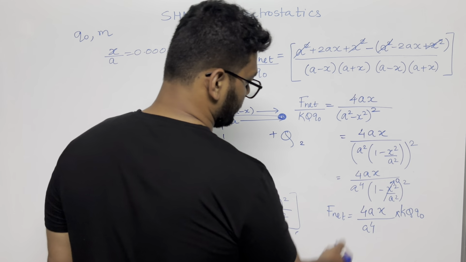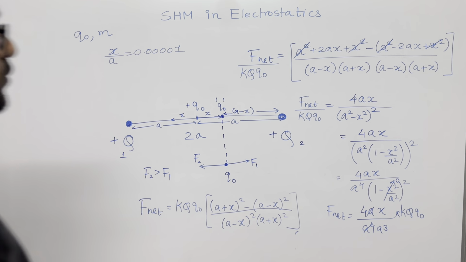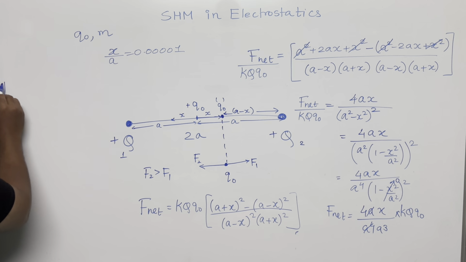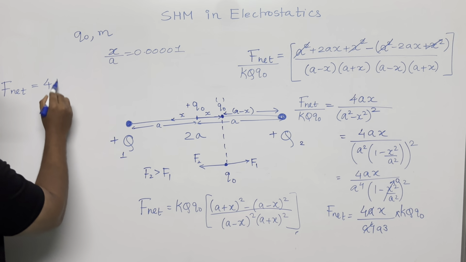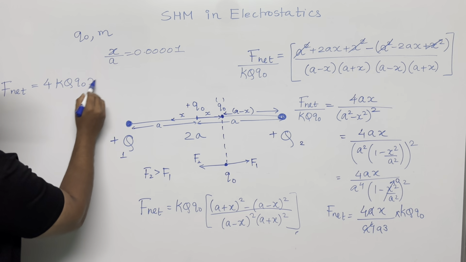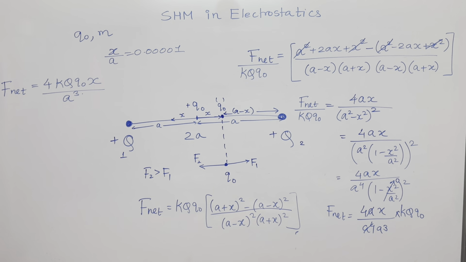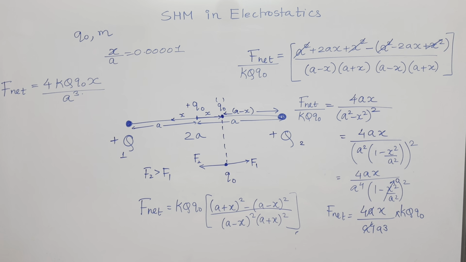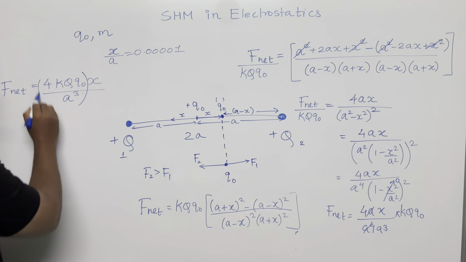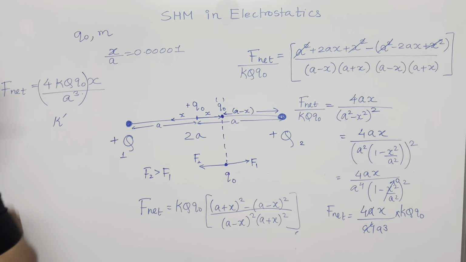Okay, so you got this answer, and this you can cancel it, it will become aq here in the denominator. So I think you can see, yeah. So your F net is equal to 4kq0 x divided by aq. Now you can see the force is directly proportional to the displacement over here, x. So that means this is nothing but your spring constant. Now here already k is there, we will call that spring constant as k dash.